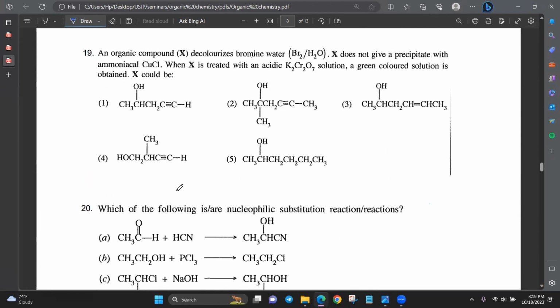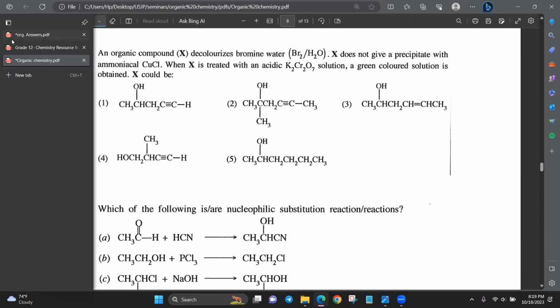Question number 19. An organic compound decolorizes this and this, given as a process. Like I said, take the first molecule throughout the process. That's what we have to do in this type of question.